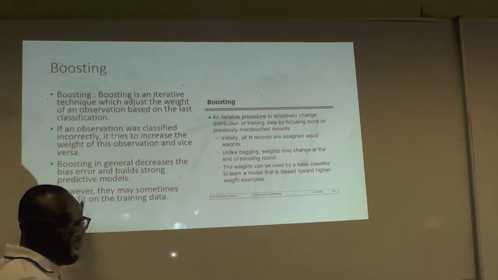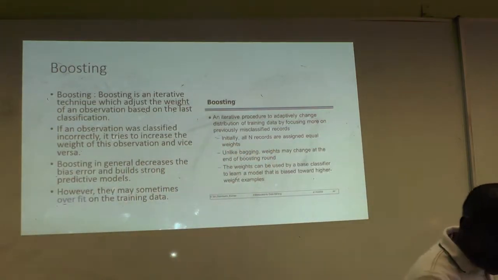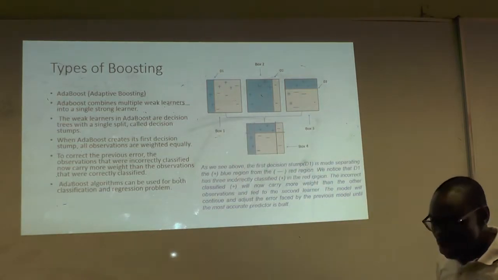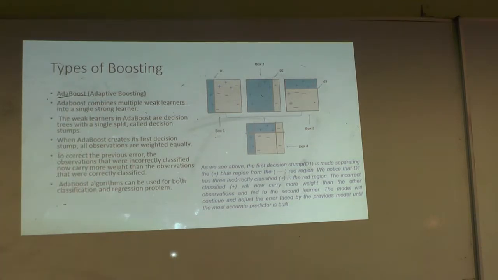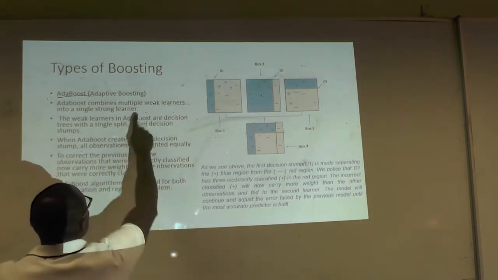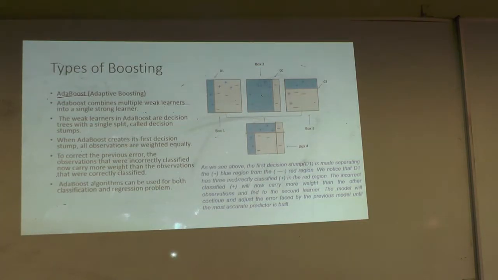You will get something like overfitting. Do you get it now? It's because of that improved value that you see there. Now, let's look at this particular diagram and illustrate it. One of the very popular types of boosting is what we call AdaBoost. It's called adaptive boosting. AdaBoost is basically adaptive boosting, and normally it combines multiple weak learners into a single strong learner. Do you get it now?